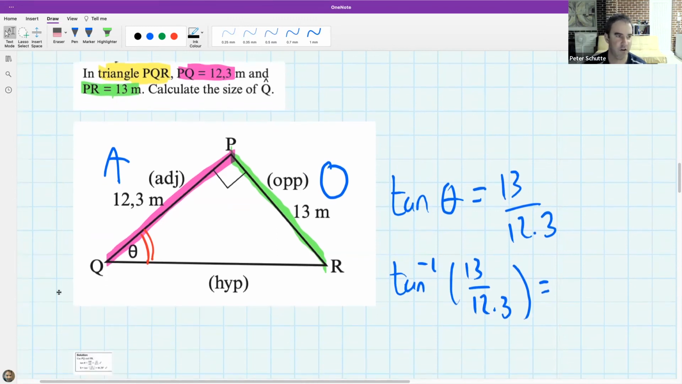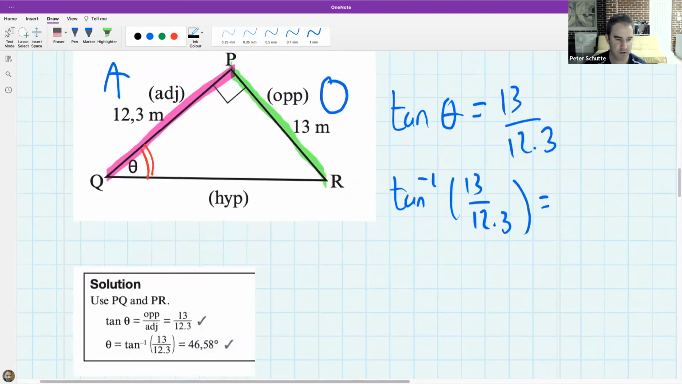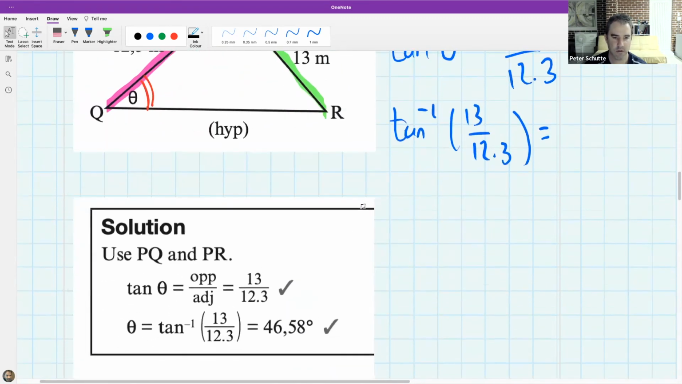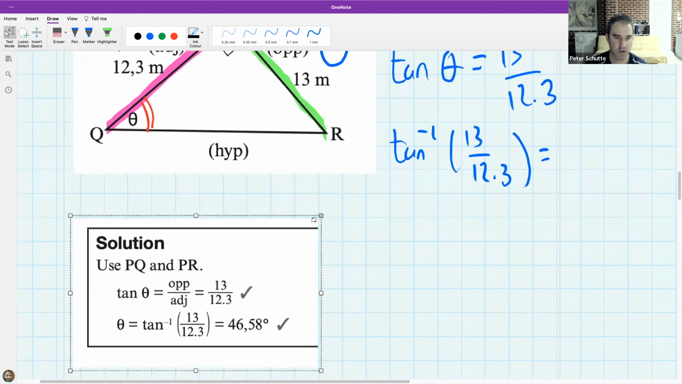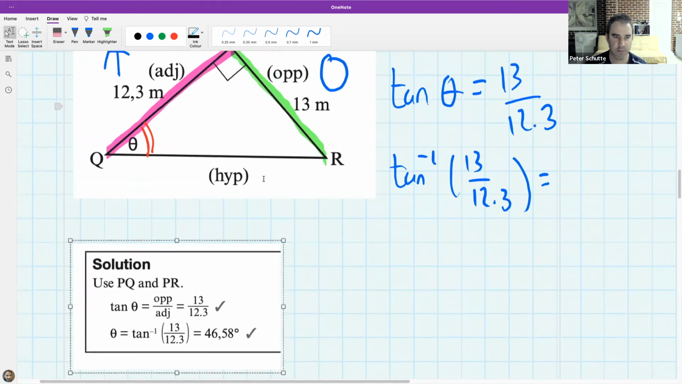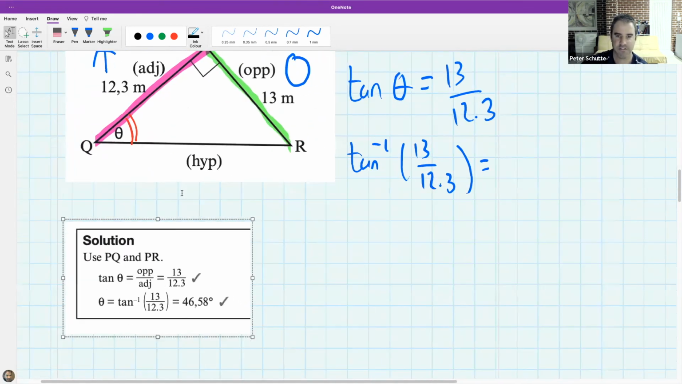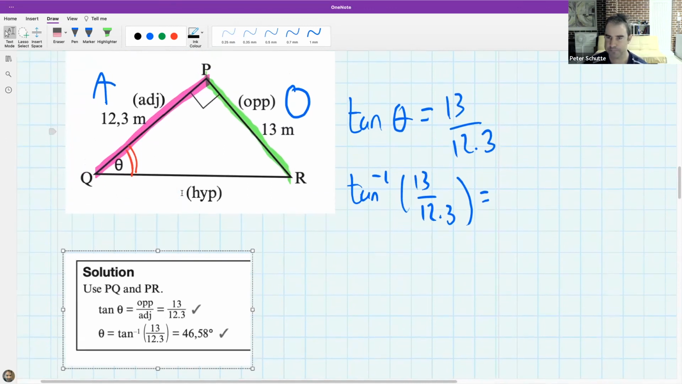In fact, I even have the answer here. So let me blow it up for a second. And so you should get, if you're using 2 decimal places, 46.58 degrees. So I didn't actually specify in this question, Sarah. So normally exams are 2 decimal places, but sometimes they are 1. It does depend on how it's worded.